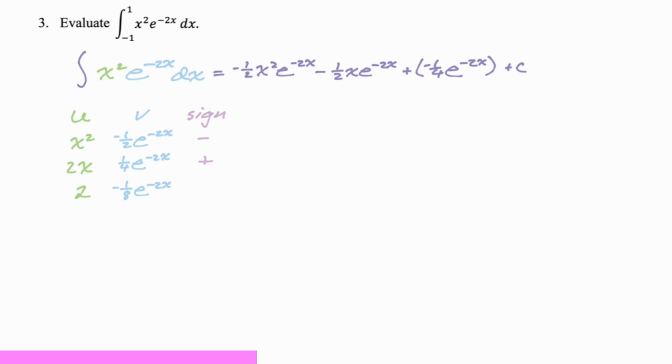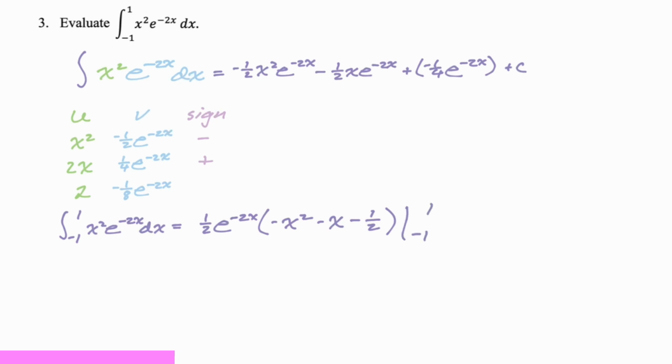So what I'm going to do now is just fundamental theorem this, right? So -1 to 1 of x squared e to the -2x. We take our antiderivative, which I'm going to factor 1/2 e to the -2x out of. I think it just looks a little cleaner. It certainly makes it easier to sub in for everything. We're left with a -x squared, a minus x, and a -1/2. And we're going from -1 to 1, and there's nothing to take advantage of. So, I don't know, we'll just do it, right?